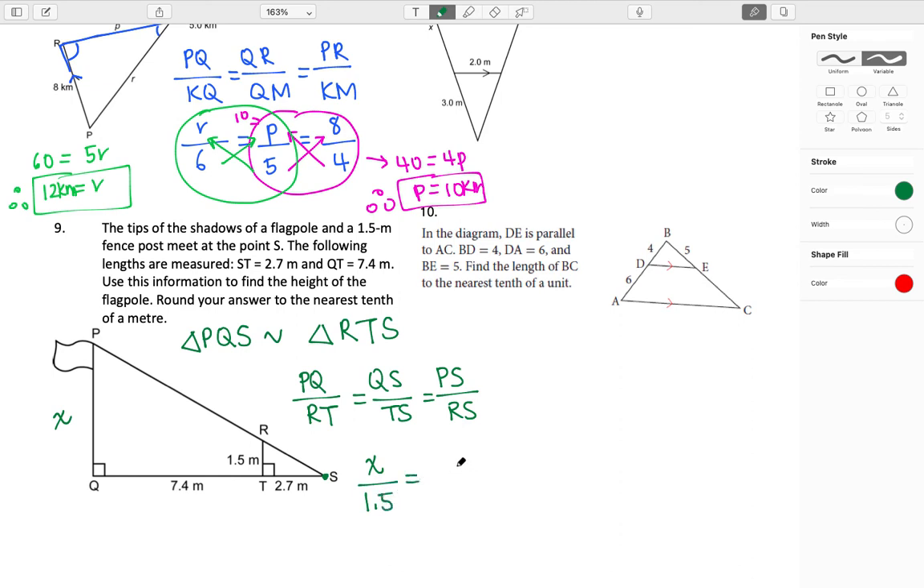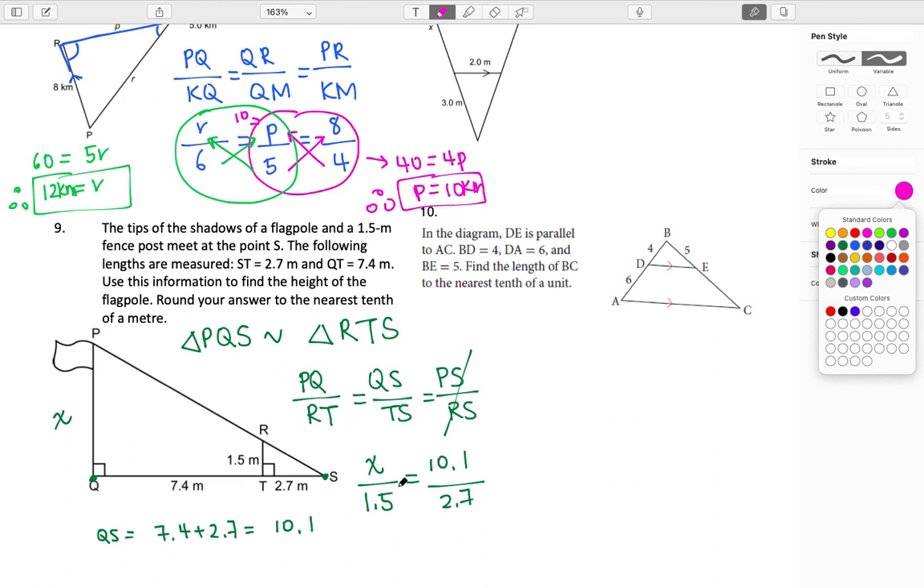Let's plug in PQ, that's what we're looking for, X over 1.5. QS, so QS in this case is from here all the way to here. So we have to do 7.4 plus 2.7, which is 10.1. So 10.1 over TS, which is 2.7. And then we don't know what PS and RS is, so we just omit this.